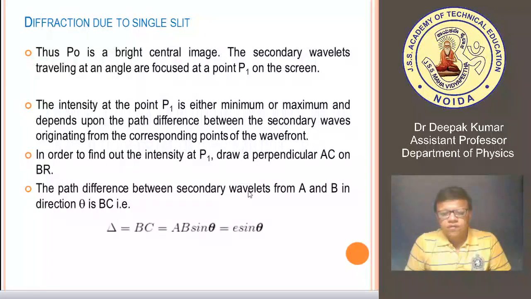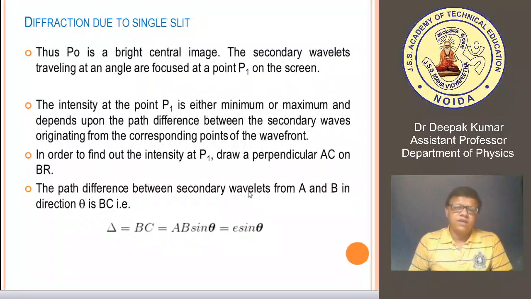In interference, we have already derived that if the path difference is an even multiple of lambda by 2, it is the condition of maxima, and if the path difference is an odd multiple of lambda by 2, it is the condition of minima. In both cases, there are multiple secondary wavelets coming from different points, and if their path differences are an even multiple, they constitute a maxima. Otherwise, if their path differences are an odd multiple of lambda by 2, they create a minimum.